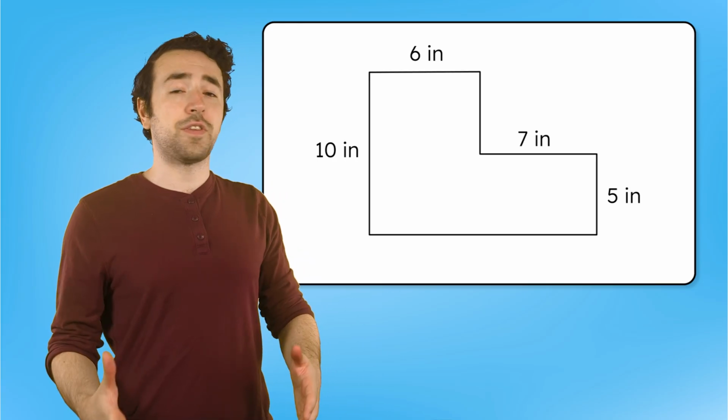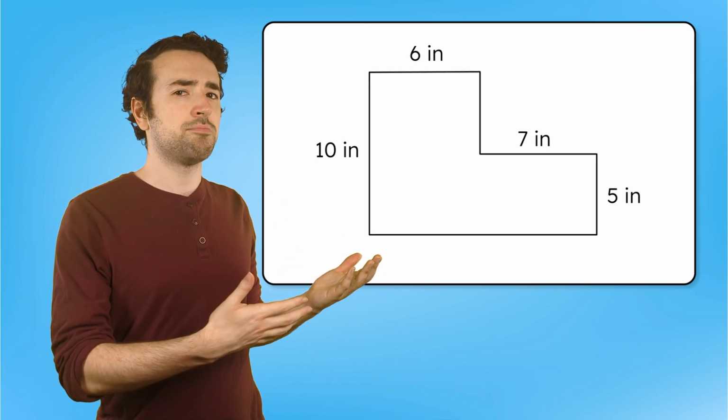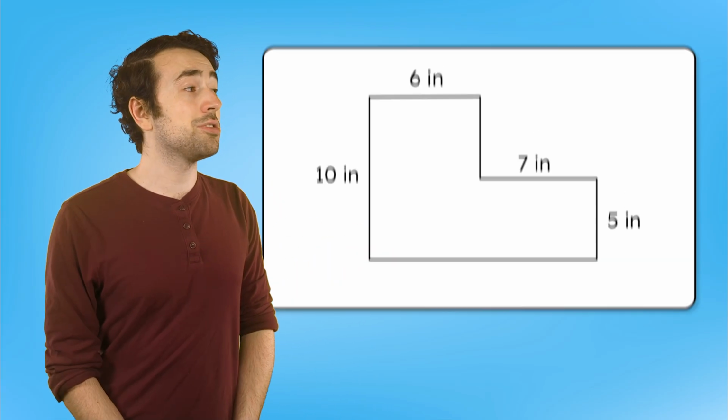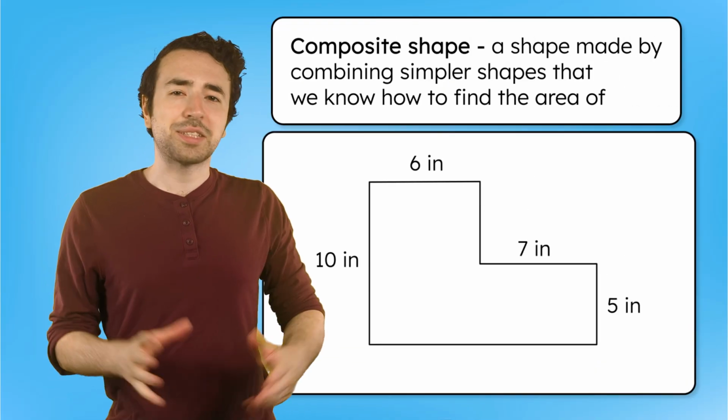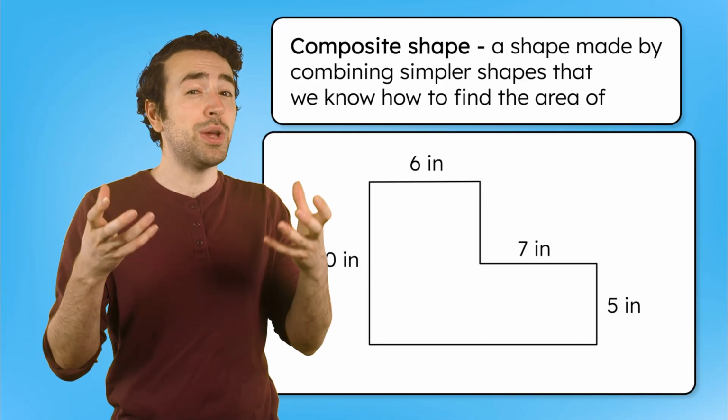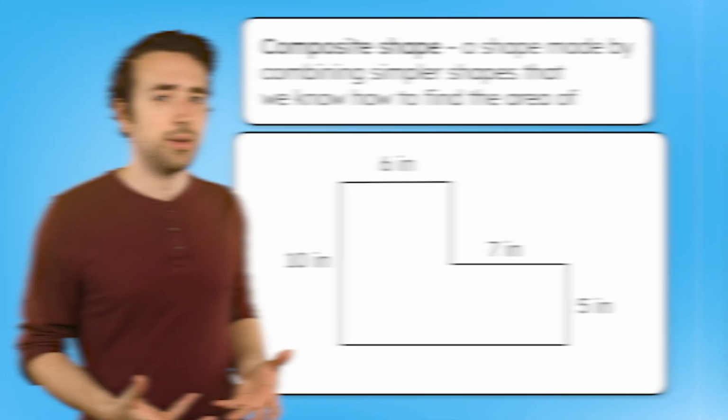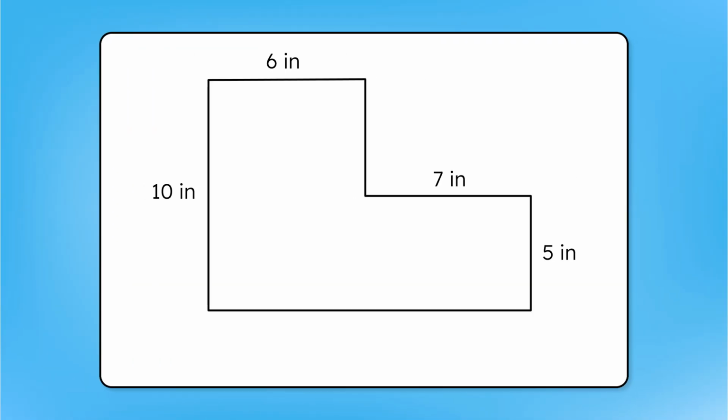What if we want to find the area of a shape like this one? This kind of shape is called a composite shape. It's made by combining simpler shapes that we know how to find the area of. Where could we draw a line to separate this shape into two rectangles? We can draw a vertical line here.